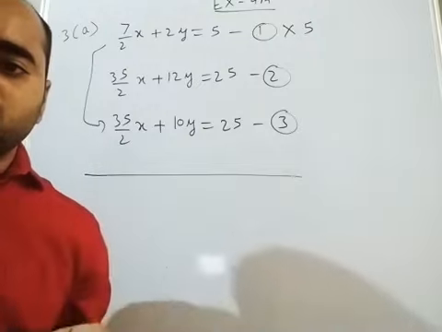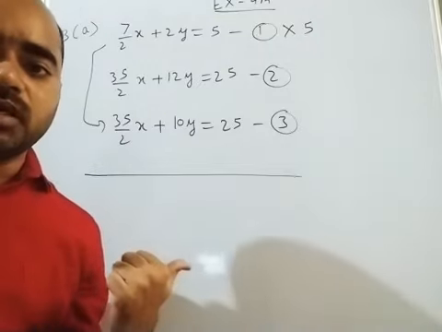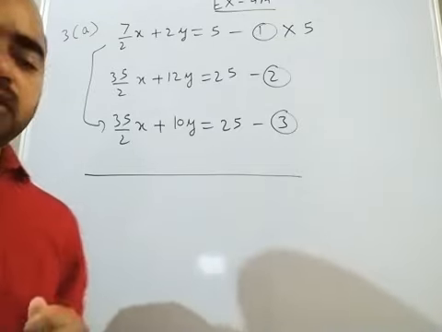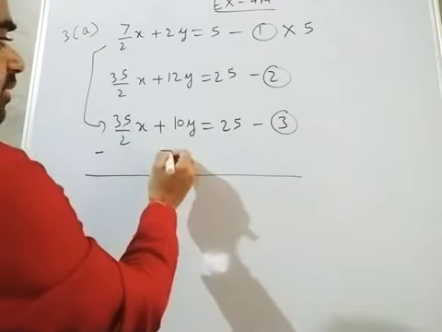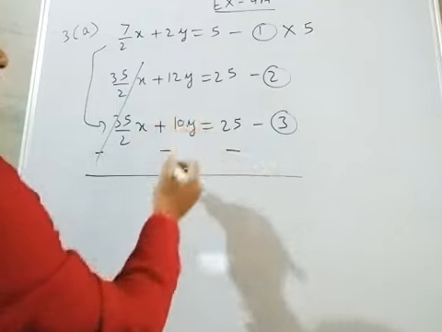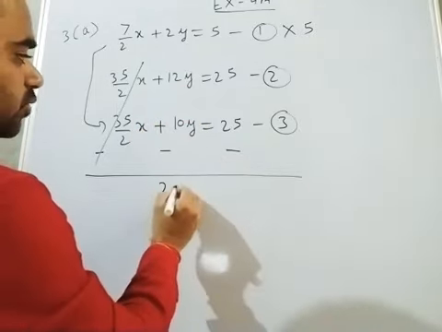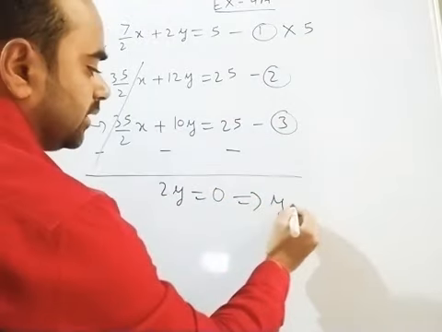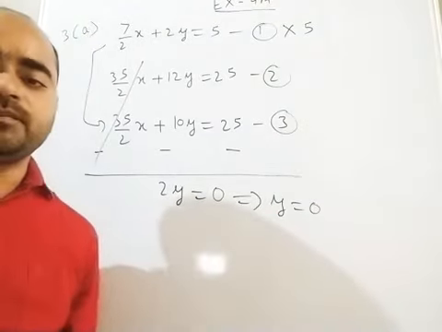Now you can see the coefficients of x are the same. After equating the coefficients, we have to check the sign. Both the coefficients are positive. It means we will subtract: minus, minus, minus. Now this will become 12y minus 10y, that is 2y. 25 minus 25, that is 0. It means y will be 0. Correct?